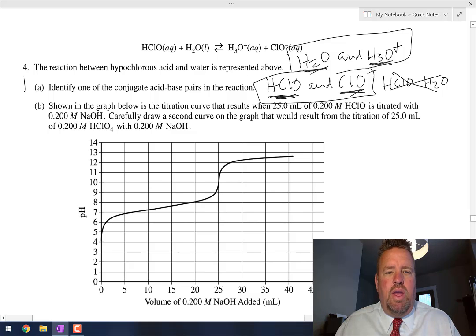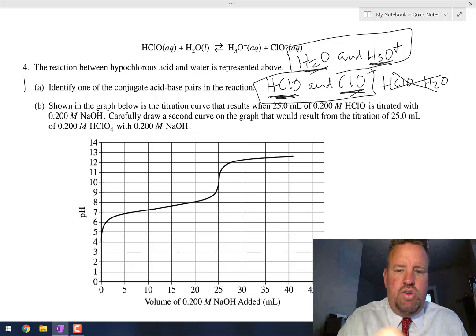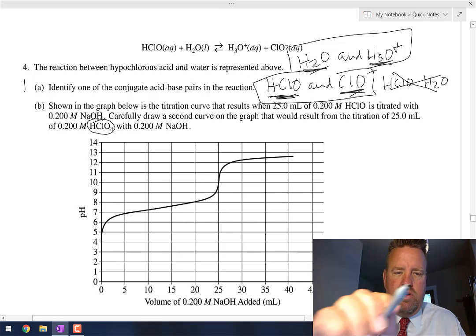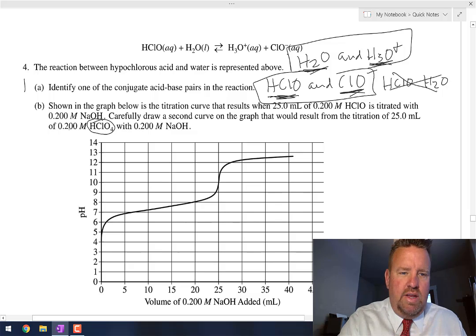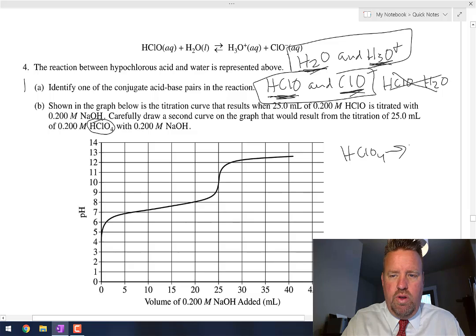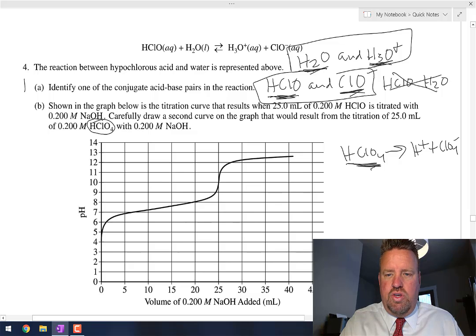Okay, part B basically says, if you change that HClO for HClO4, you go, oh wait, first of all, that's a strong acid. And so one of the things I thought was, if that's a strong acid, then it's HClO4 completely breaking apart into H plus and ClO4 minus. So whatever the concentration of this is, that's the hydrogen ion concentration as well. So the hydrogen ion concentration is 0.200 molar.